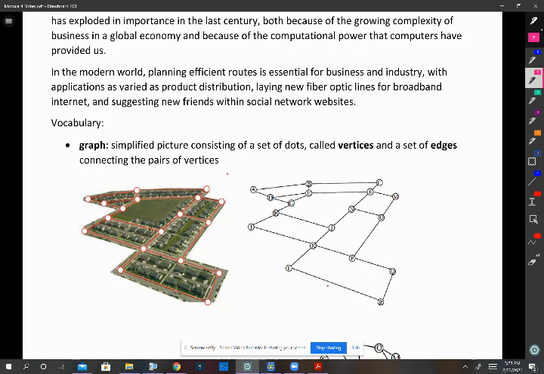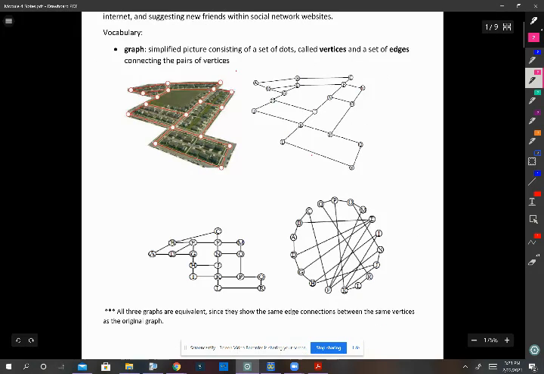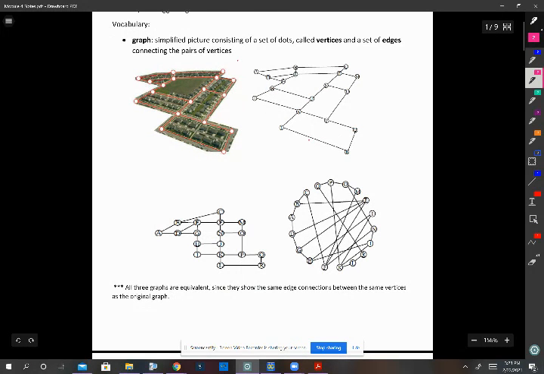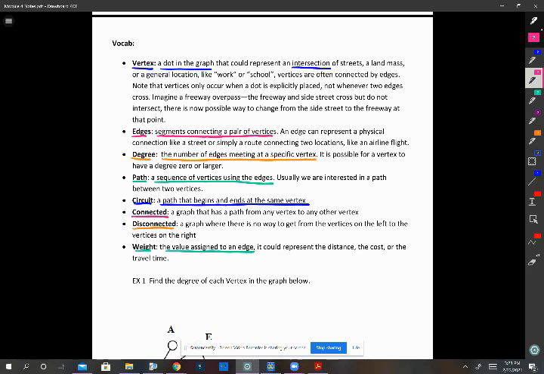This is called a mapping as well, but it's just connecting the points. All three of these connect the same number of points. It's just the way that they're showing the connection between the same vertices that changes. It's exactly the same points, just connected differently. So they're all equivalent since they use the same edge connections, but again, the mapping looks different.